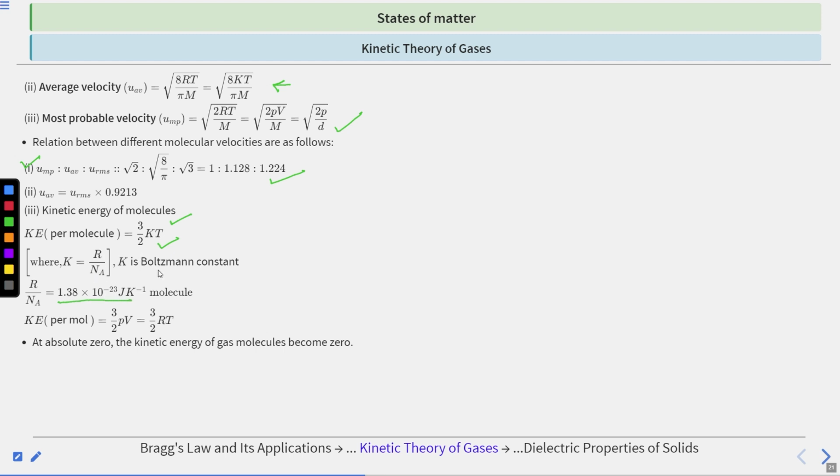So the KE will be 3/2, this value multiplied by T. That is 3/2 RT. At absolute zero, the kinetic energy of the gas molecules becomes 0.